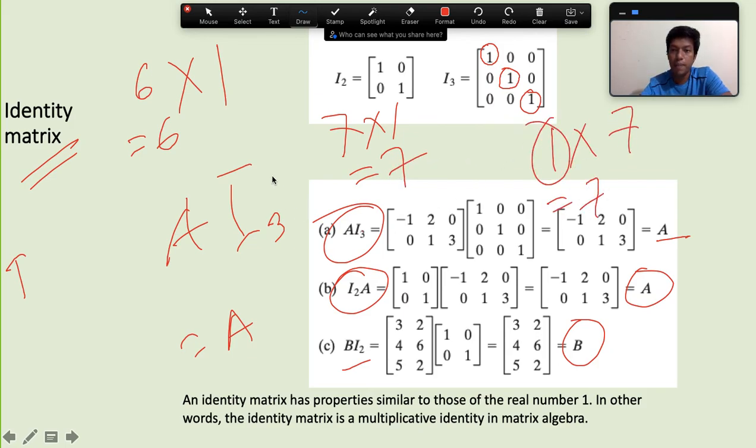So basically, the real number 1 in our algebra and the identity matrix in matrix algebra are the same thing. Do you understand? The real number 1, like you have done 1 into 7 is 7. What this real number 1 does in algebra, in matrix algebra the identity matrix does the same thing. If you multiply with the identity matrix, the answer remains the same. Okay. So yeah, it's written here also.